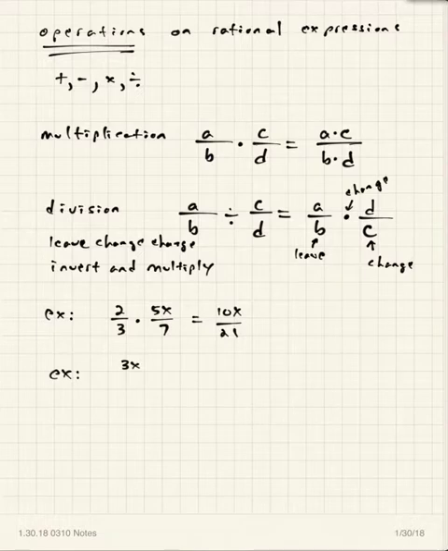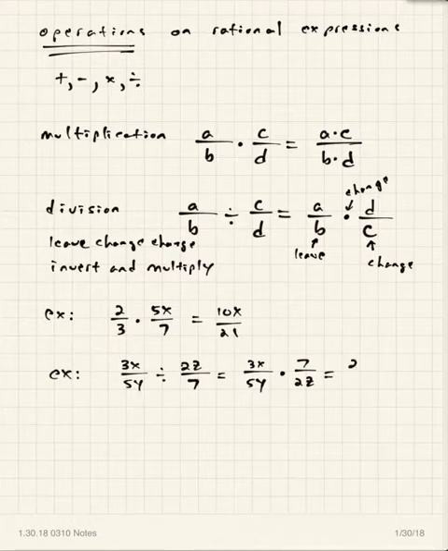Dividing is kind of the same, so it's pretty straightforward. Say we have 3x over 5y divided by 2z over 7. Then the first thing I do here is I rewrite the problem as multiplication. So you have 3x over 5y multiplied by 7 over 2z. And now just multiply across. And so you have 21x over 10yz. All you're doing is multiplying across at that point. So you inverted and multiplied, or left, change, change. Right, so what did I do? I changed the division to a multiplication, and then I inverted the second fraction.